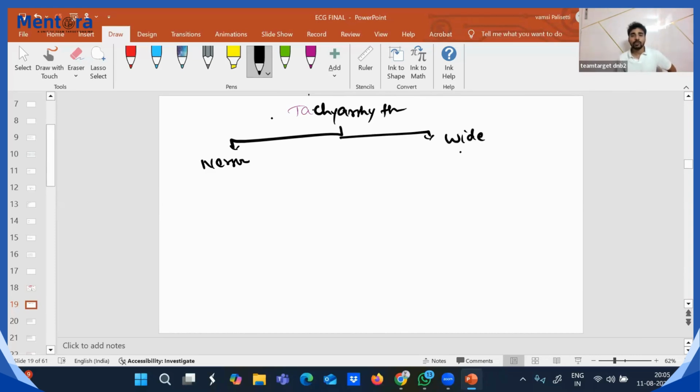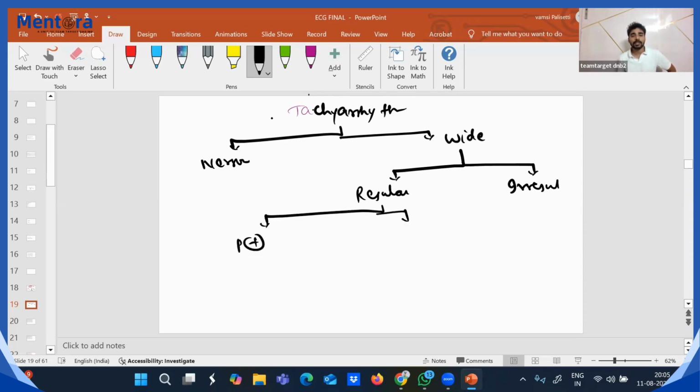So here also you go for the same approach, whether it is regular or irregular. In the regular, you again check whether P wave is present or absent. Same for irregular, P wave present or absent.